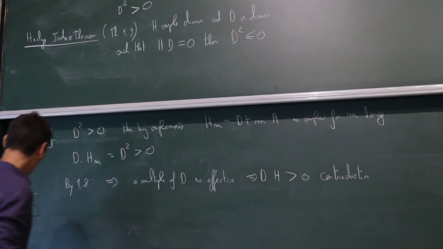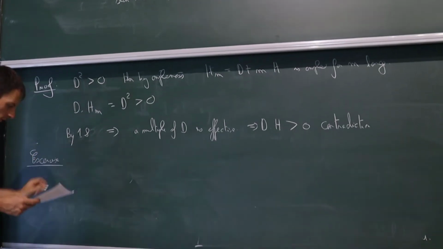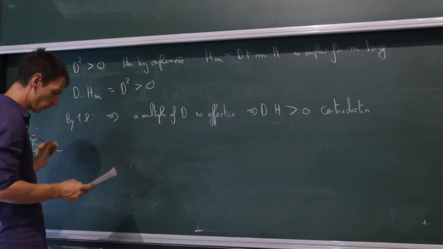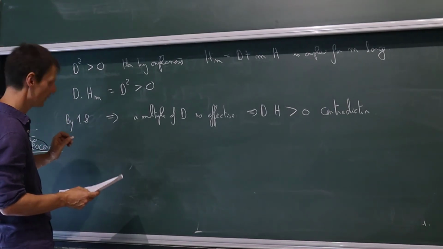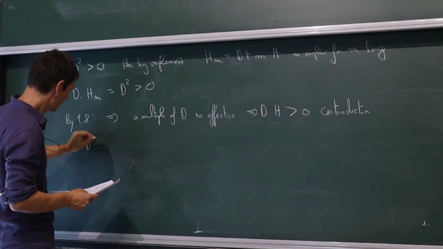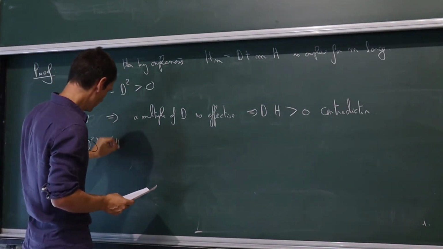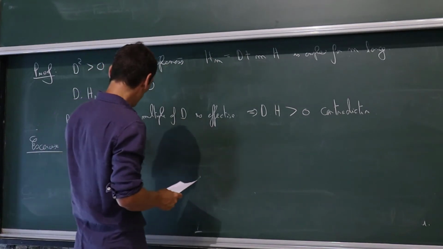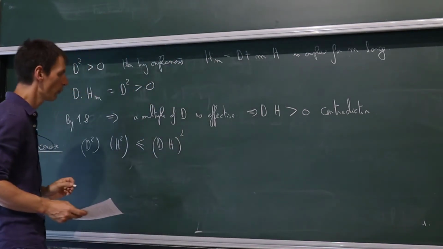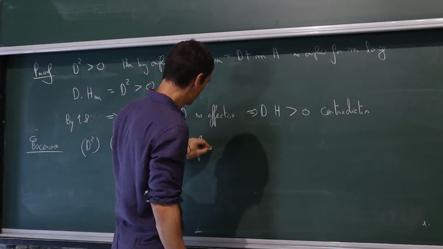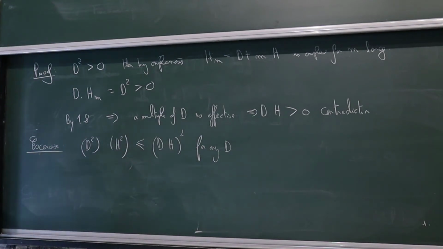Okay, as an exercise, I also suggest that you try to prove the following type of identity with the same hypothesis, H ample and D a divisor, that D square times H square is always smaller than D times H square for any D. So, you can try.